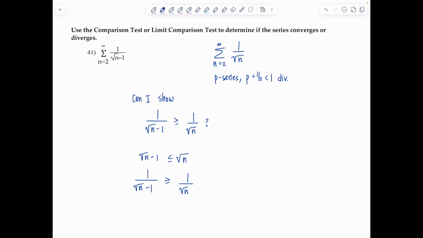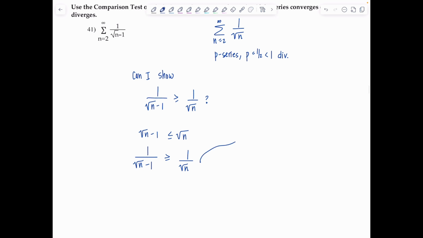Okay, so I just justified that this sum here diverges because it's a p-series. And if the terms of my series are larger, then I can say for sure, I'm summing up a bunch of stuff that's bigger than that divergent p-series over there. So certainly this also diverges by comparison. I just did direct comparison. Sometimes it's called direct comparison.